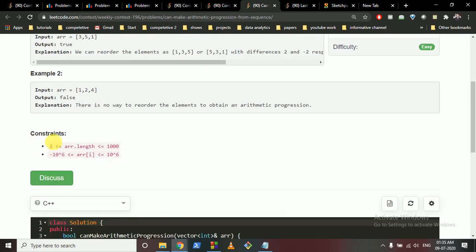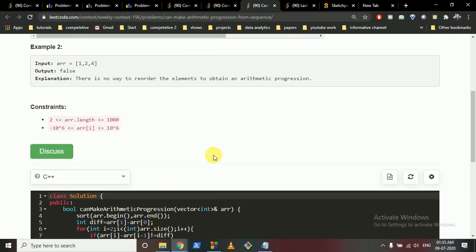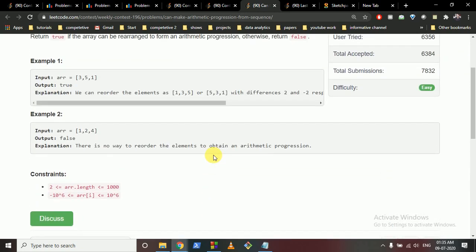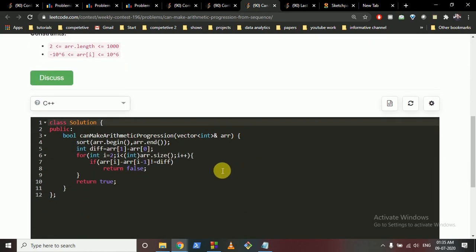Because the length is from 2 to 1000, what you can easily do here is, I'll take it on to the code part now. You can first sort all the elements and then take the first two elements to find the difference between them. For all the other elements, we have to check whether they have the same common difference. If they have the same common difference, then they form an arithmetic sequence.